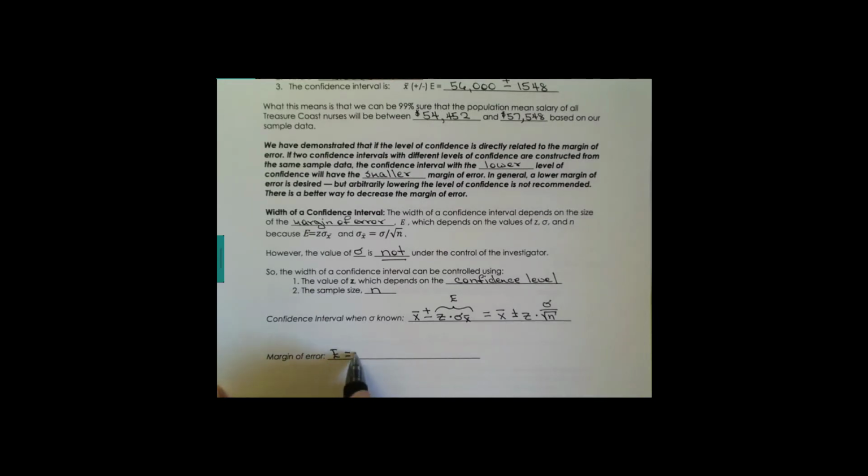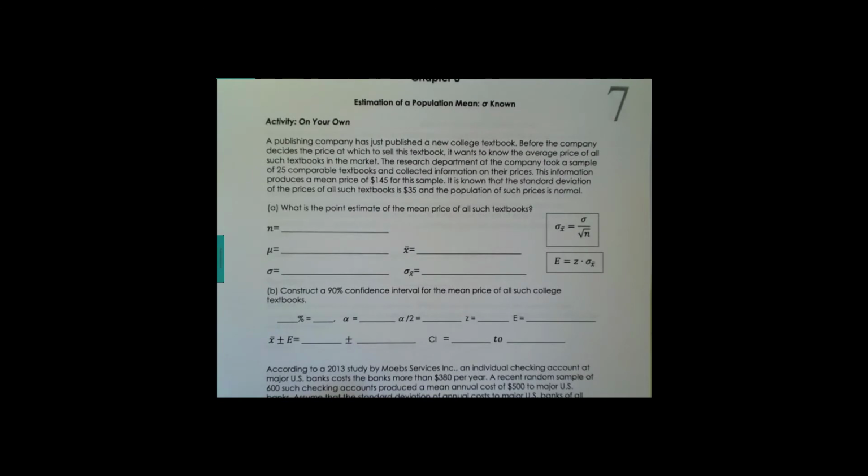Margin of error is equal to z times the standard deviation of x bar, which is equal to z times the standard deviation of the population divided by the square root of n. You get the picture. I'm having you write them enough times that you can memorize them. Now here's an activity to complete on your own, but I am going to help you with the first one and then let you do the second one alone.